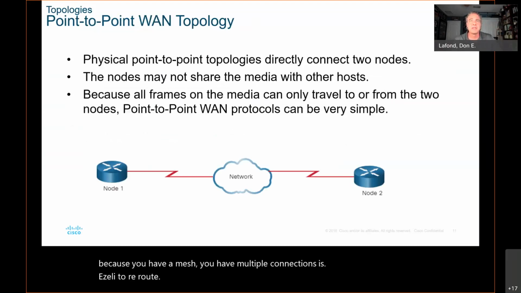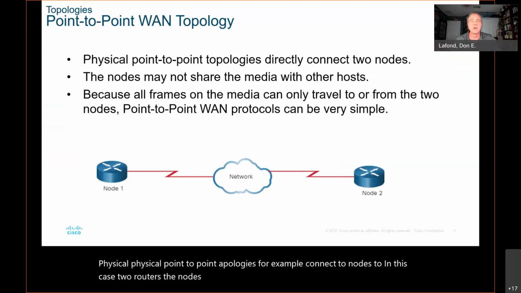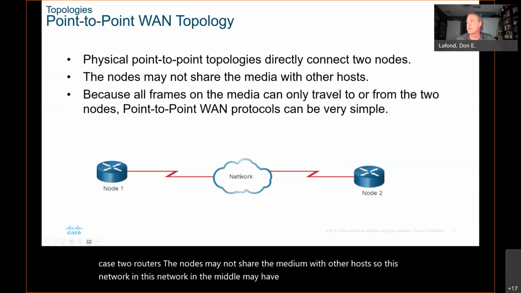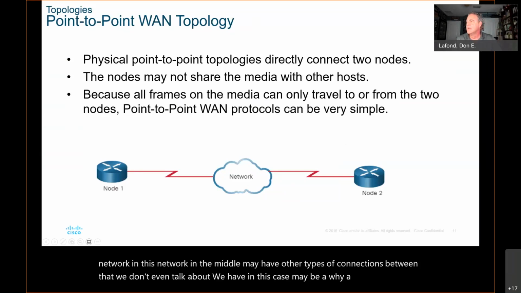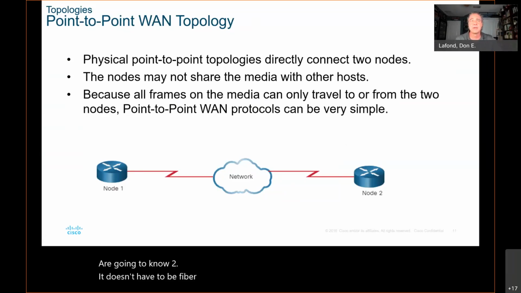Physical point-to-point topologies, for example, connect 2 nodes, in this case, 2 routers. The nodes may not share the medium with other hosts. So this network in the middle may have other types of connections between that we don't even talk about. We have, in this case, maybe a fiber connection out to our ISP, and then on the other end, we have a fiber connection going to node 2. It doesn't have to be fiber. It's just whatever the connection is, it could be wireless.